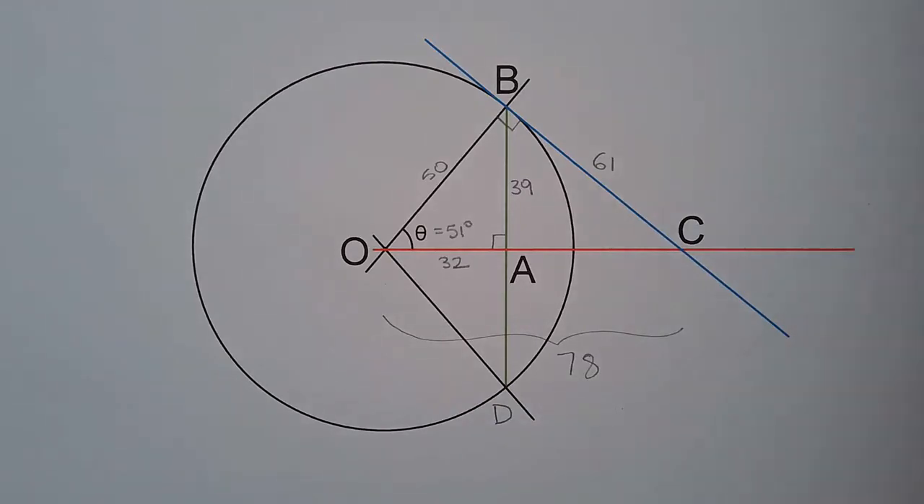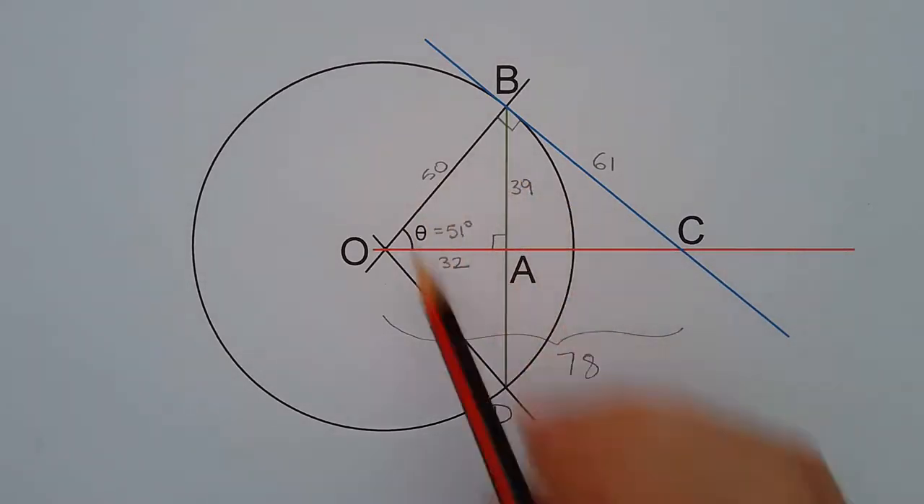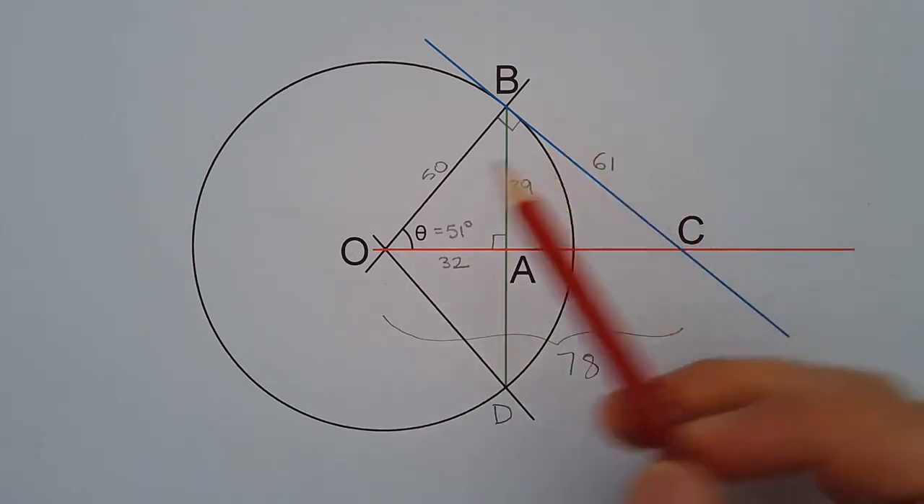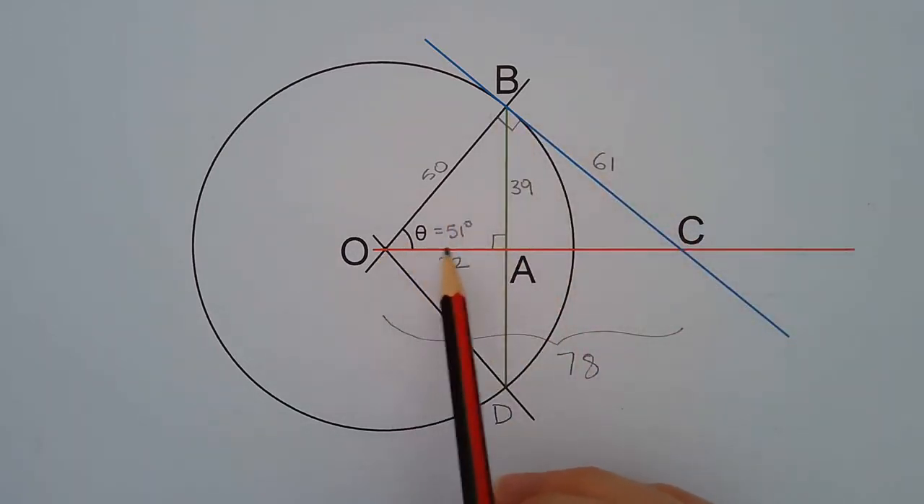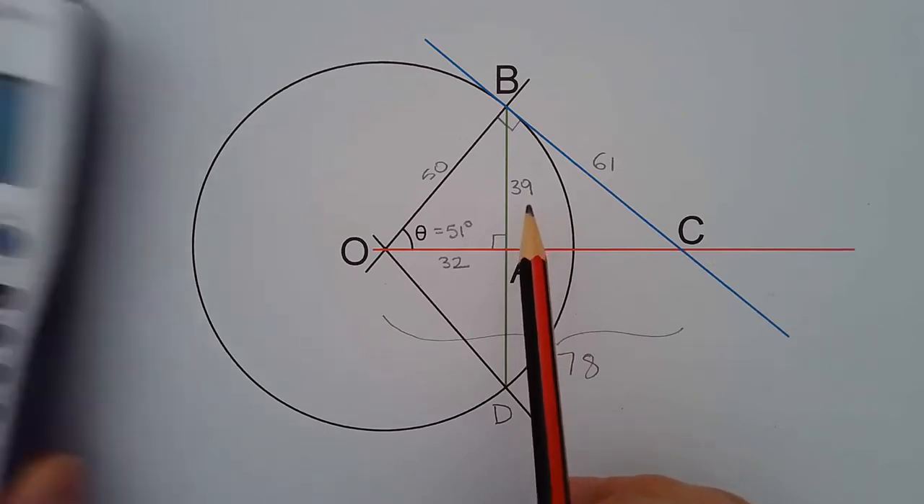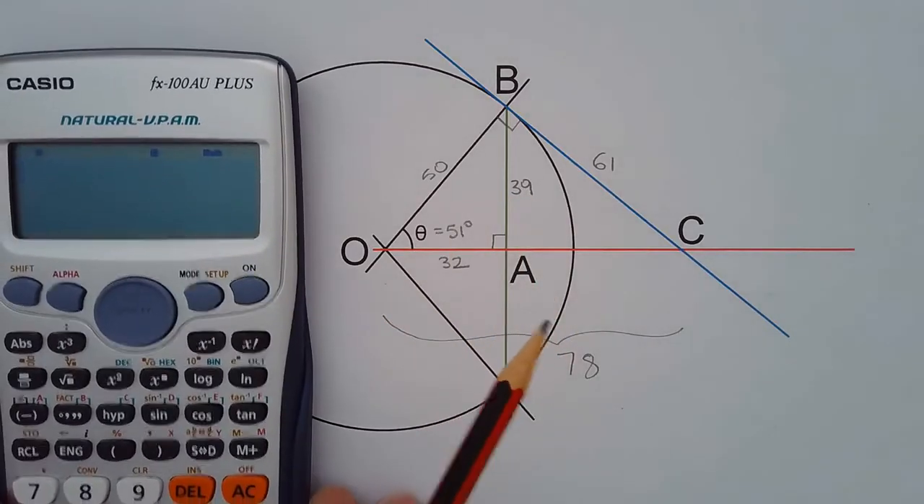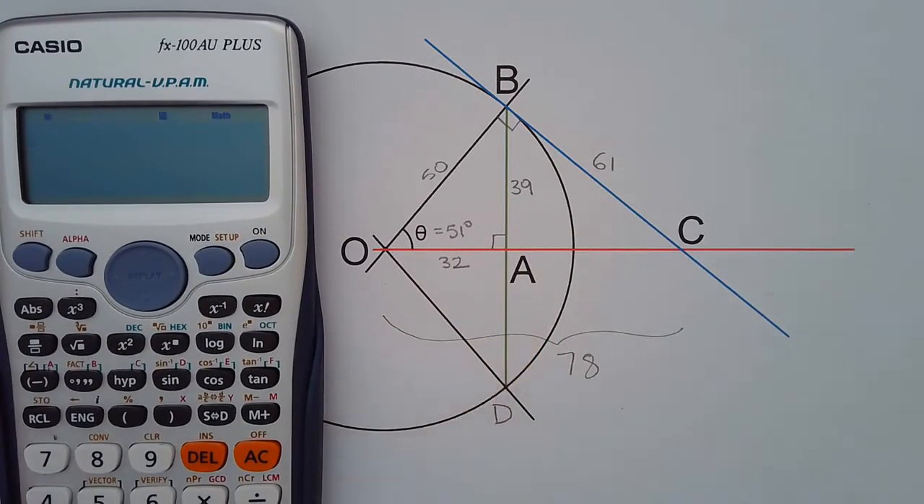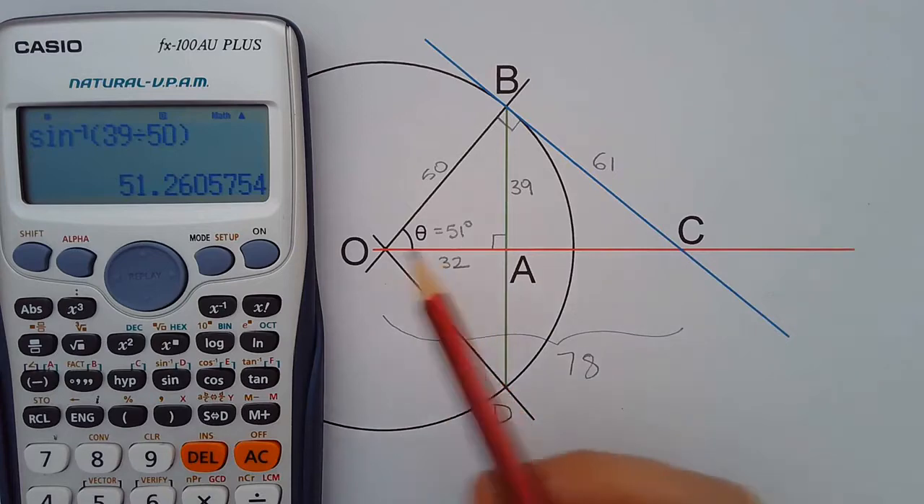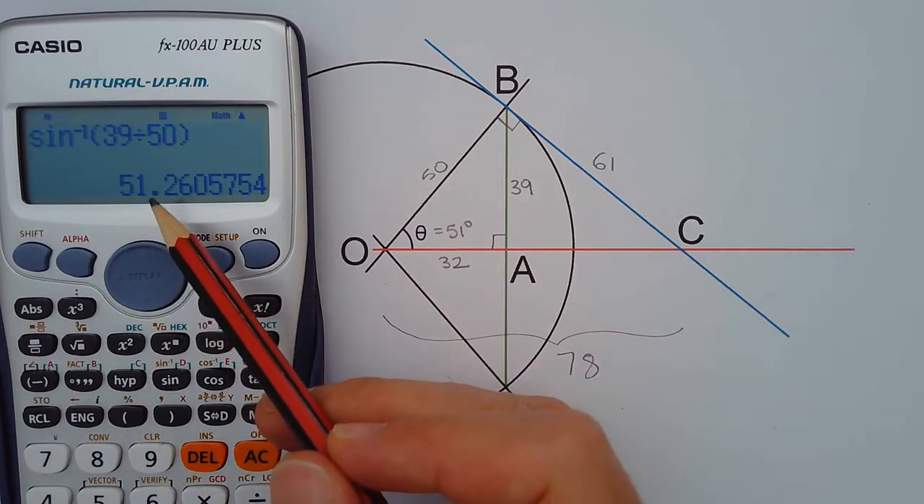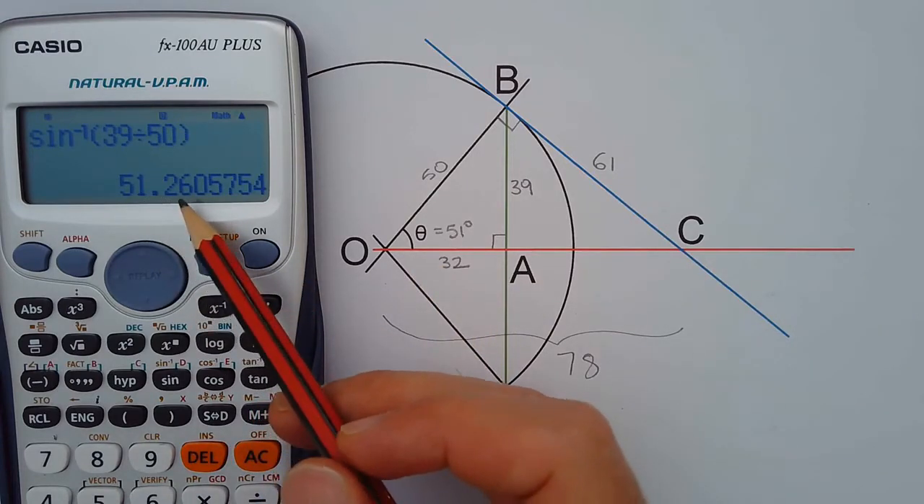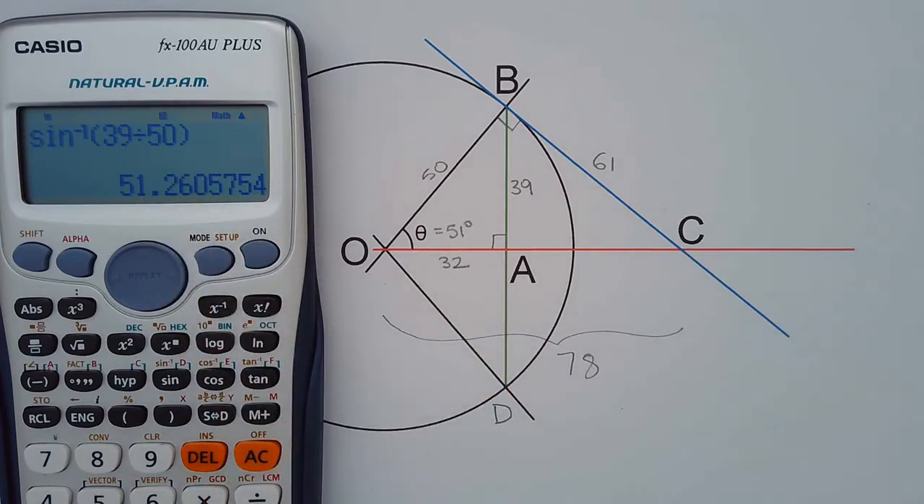All right. Now, let's look at the three sides of the right angle triangle. If we did inverse sine of, actually I'll use a calculator there. You can hopefully see that okay. Yep. So inverse sine of 39 on 50, we get something pretty close to 51. So if we round that to the nearest whole number, there's 51 degrees.